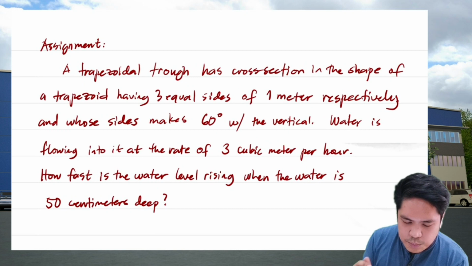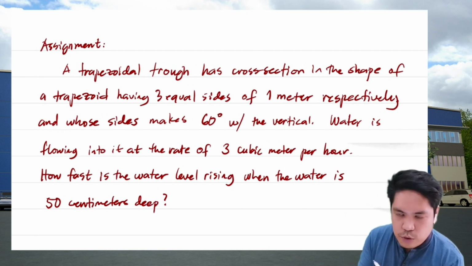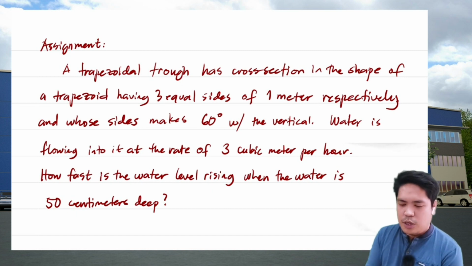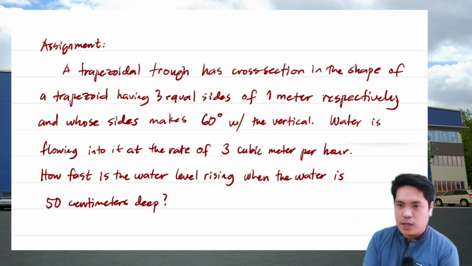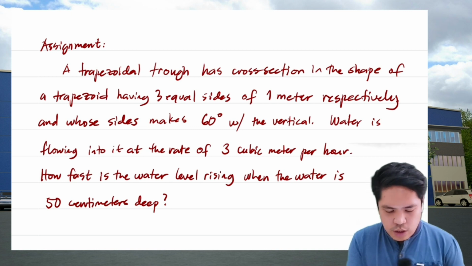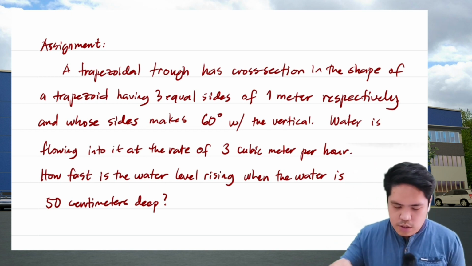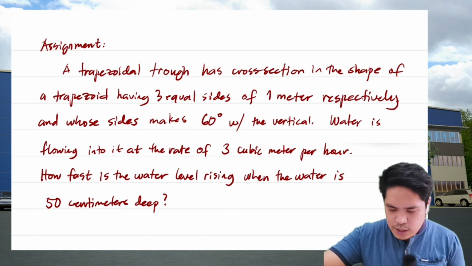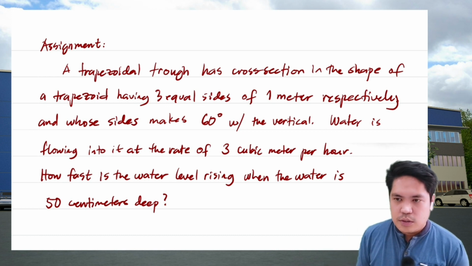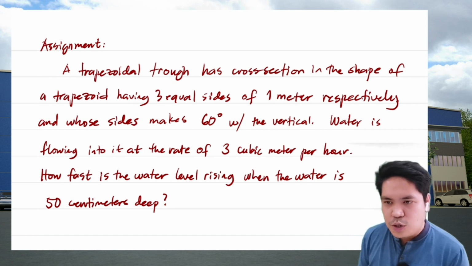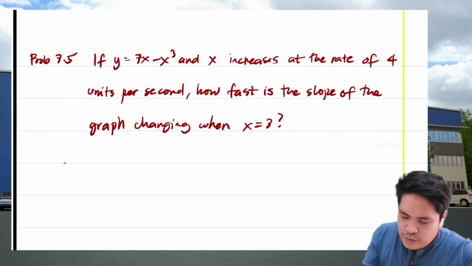Okay, so we'll have this as your assignment. A trapezoidal trough has cross section in the shape of a trapezoid, of course, having three equal sides of 1 meter respectively, and whose sides make 60 degrees with the vertical. Water is flowing into it at the rate of 3 cubic meter per hour. How fast is the water level rising when the water is 50 centimeters deep? So you just research ano yung trough. So that will be your assignment. Okay, let's proceed to our last problem.